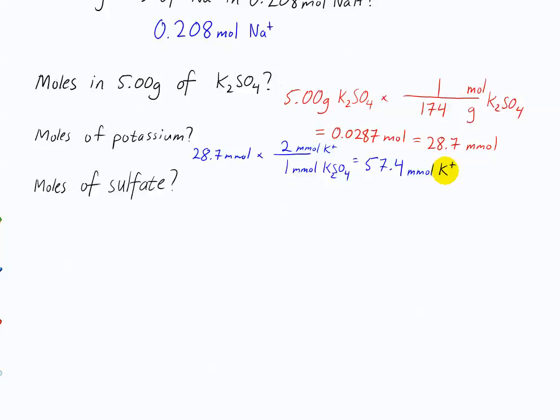So sort of like saying, if you had a dozen people, how many arms would you have? Two dozen, because each person has two arms. So same thing. You got a mole of potassium sulfate, then you must have two moles of potassium, because there's two. All right, what about sulfate? Yeah, so sulfate, there's only one sulfate ion per potassium sulfate molecule, although it's an ionic compound, it's not really a molecule. So that means that we have 28.7 millimoles overall in there.